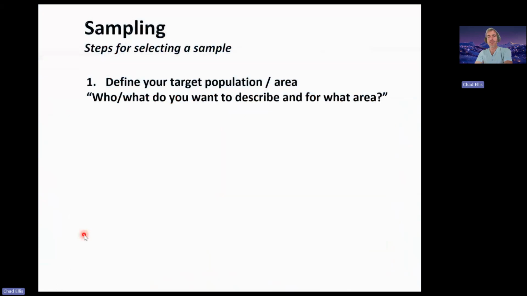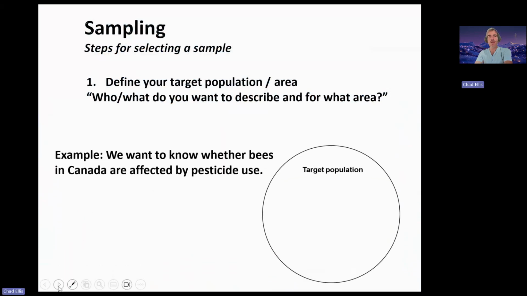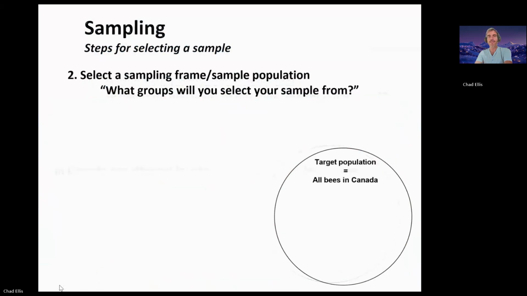Right, so the first thing you have to look at in your steps for selecting a sample is first define what is the target population that you're trying to quantify. So, for example, imagine that we want to know whether bees in Canada are affected by pesticide use. So bees in Canada is going to be our target population. And what we're interested in is whether they are affected or not by pesticide use. So the second thing we're going to do is, because of course we cannot go out and sample all the bees in Canada, we're going to set up a sampling frame.